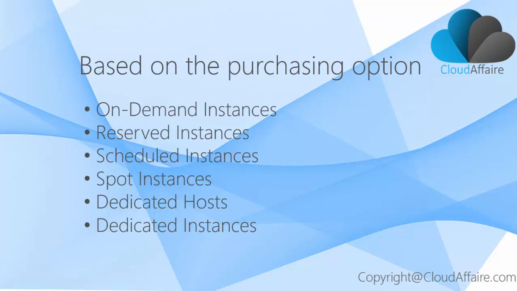Scheduled instances: purchase instances that are always available on the specified recurring schedule, for a 1-year term. Spot instances: request unused EC2 instances, which can lower your Amazon EC2 costs significantly. Dedicated hosts: pay for a physical host that is fully dedicated to running your instances, and bring your existing per-socket, per-core, or per-VM software licenses to reduce costs. Dedicated instances: pay by the hour for instances that run on single-tenant hardware.